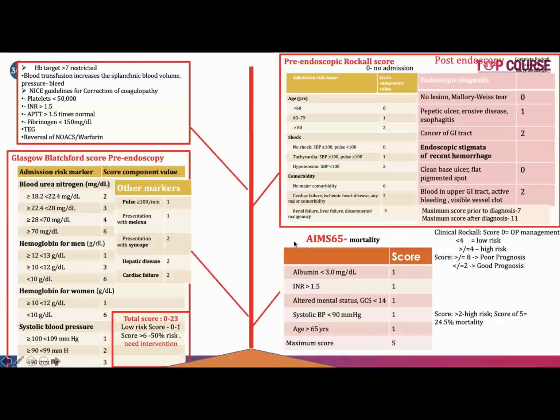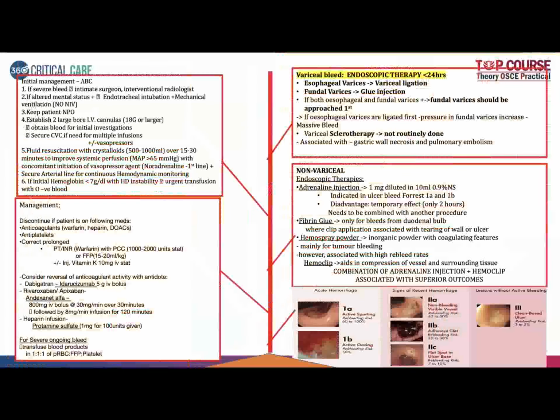The other score is the AIM-65 score. So in the AIM-65 score, they look into the albumin levels less than 3, INR more than 1.5, altered mental status, systolic BP less than 90, age more than 65. But maximum score is 5. A score more than 25 has a high risk of mortality. So these scores are not only for prognostication, they are for risk of rebleed as well as for mortality.